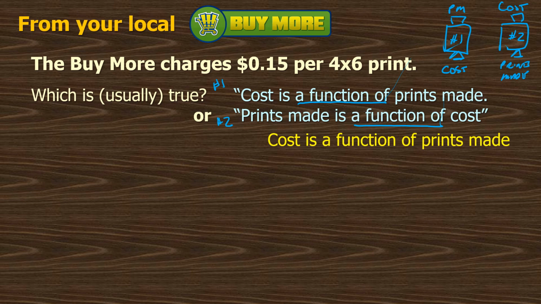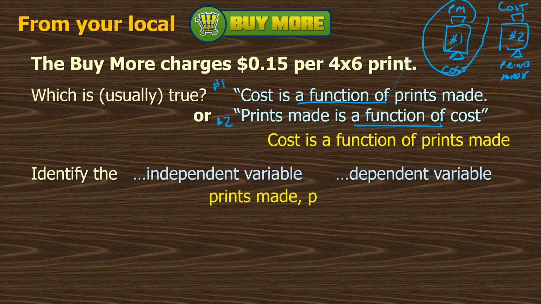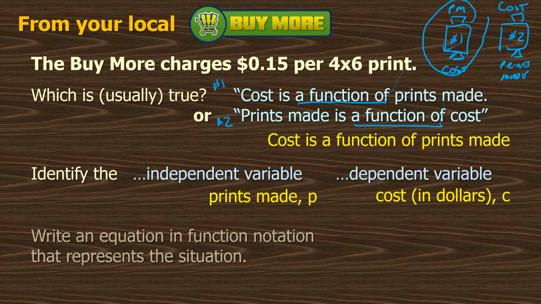And because you're saying prints made is what's going up, so we're going to say it's this option right here, then your independent variable is going to be prints made, and we'll call that the letter P. And since the output is cost, we'll have to define that to be our dependent variable. We'll call that the letter C. So if I'm asked to come up with an equation in function notation that represents a situation, well, first off, you have to remember that the function notation is going to start off with the dependent variable. It's going to be the letter C. But I need to have the input of the independent variable. So my equation is going to start off as C of P.